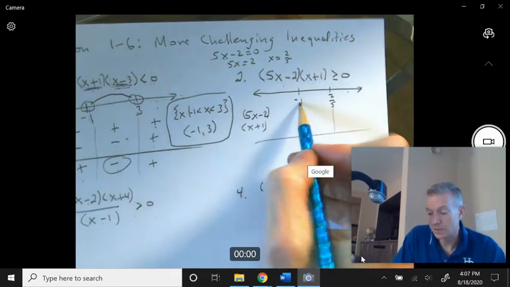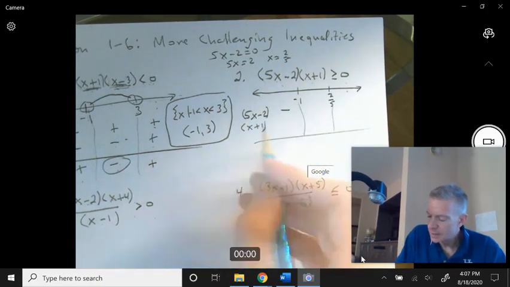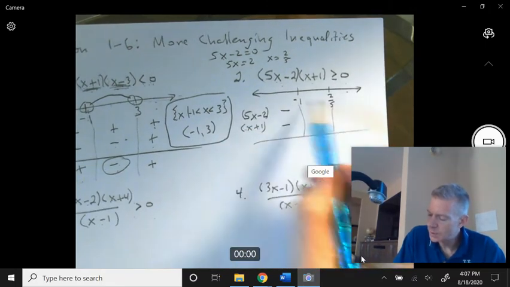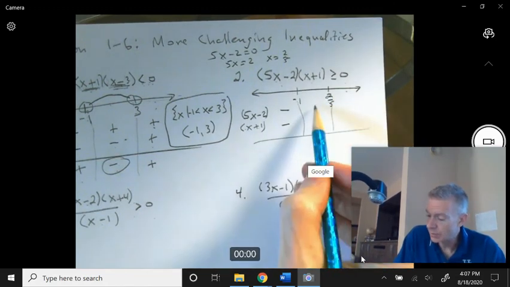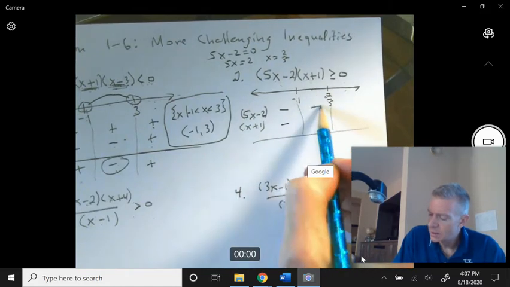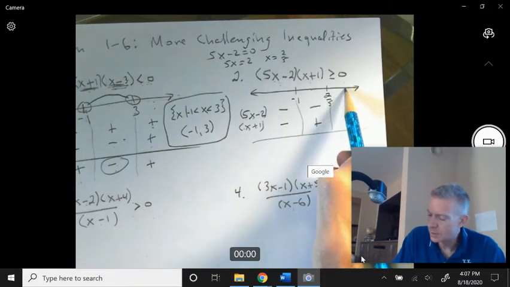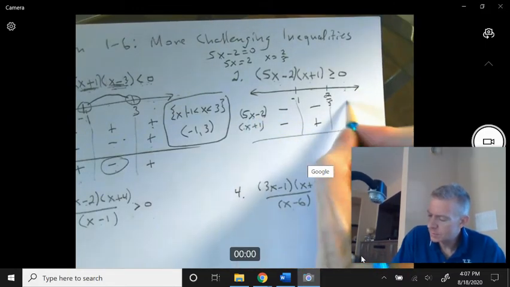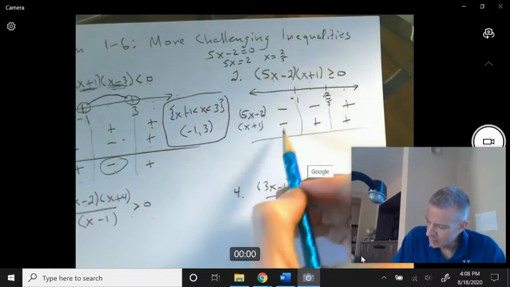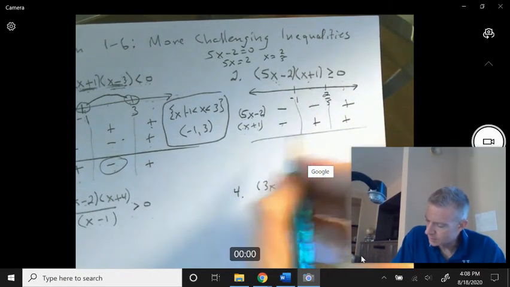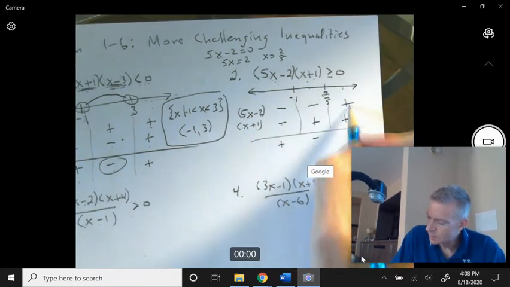When x is less than negative 1, let's say negative 2. 5 times negative 2 is negative 10, so that's negative. Negative 2 plus 1, negative. Pick a number between negative 1 and 2/5, say 0. 5 times 0 minus 2, that's negative. 0 plus 1 is positive. And when x is bigger than 2/5, let's say 1. 5 times 1 minus 2 is positive. 1 plus 1 is positive. So the first interval represents a negative times a negative, which is positive. The next represents a negative times a positive, which is negative, and the last a positive times a positive, which is positive.